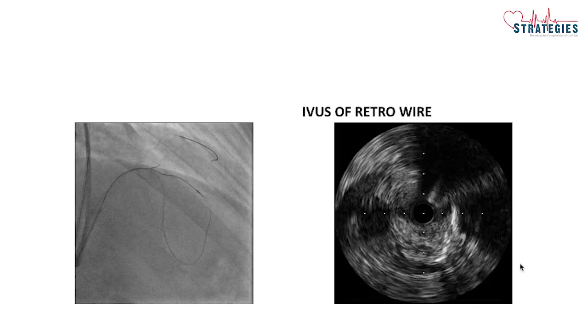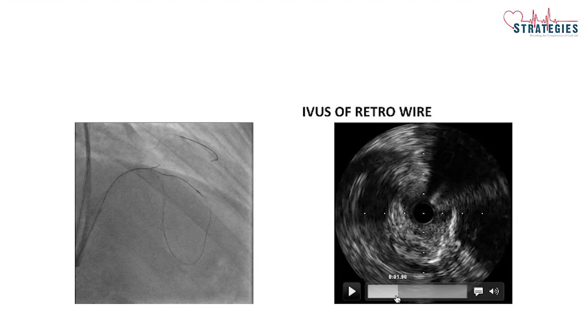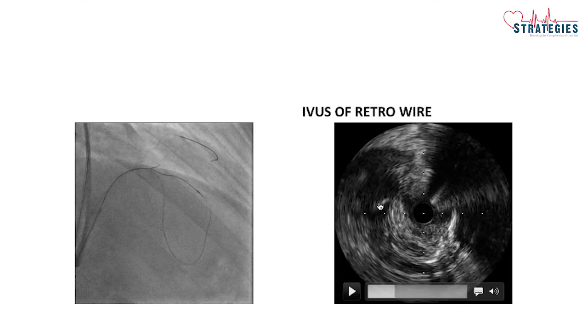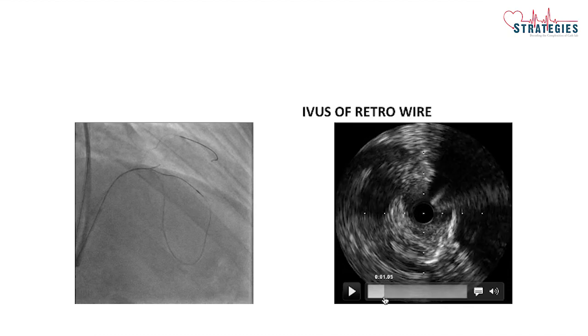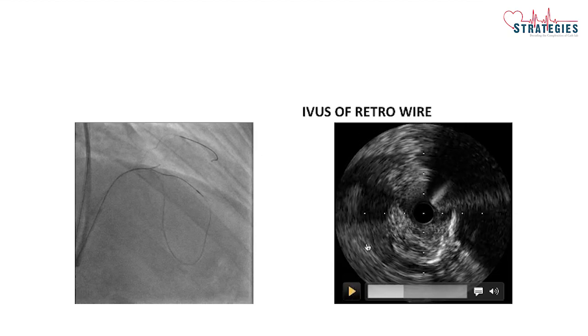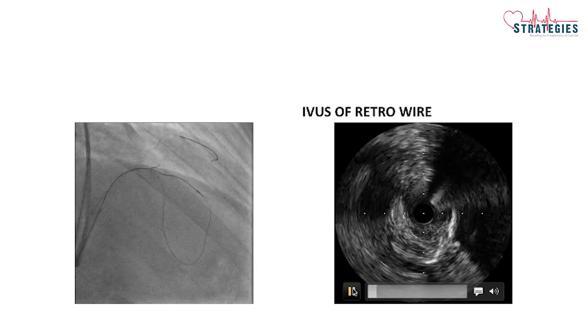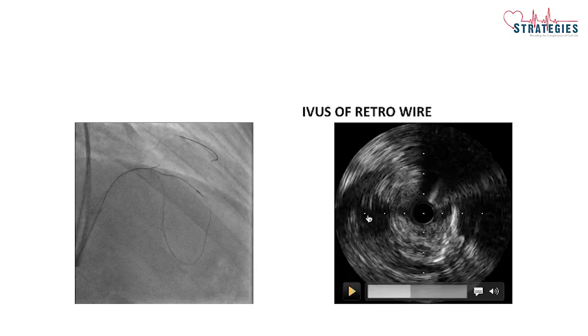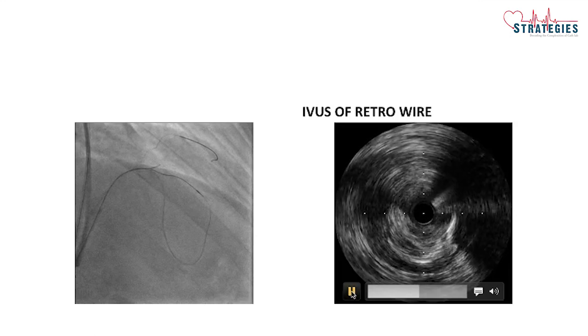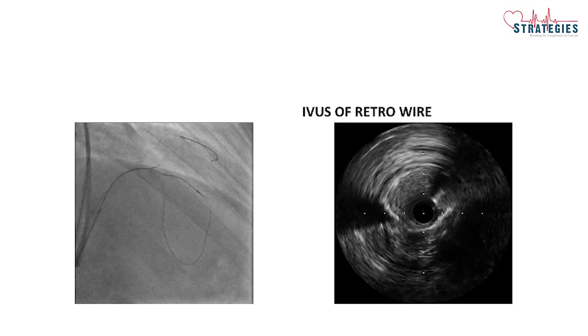If you can see, this is the wire. You can see the movement of the wire also. I'll play. Now you can see, this is the wire. So the wire actually created a subintimal plane. It's a Gaia 3 wire. So the subintimal space, and despite repeated attempts, I couldn't direct it into the true lumen.